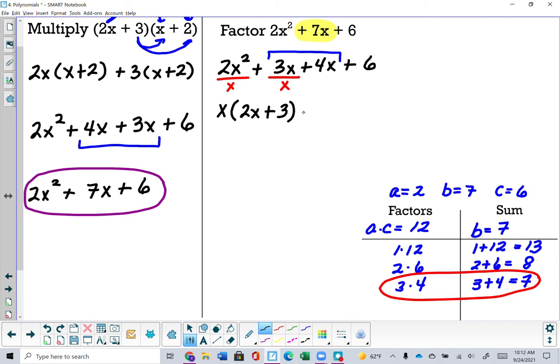Perfect. Now let's take a look at the second group, 4x plus 6. So our GCF is 2. So we want to divide the 4x by 2 and the 6 by 2. So 4x divided by 2 is 2x, plus 6 divided by 2 is 3. All right, perfect. And that is what we wanted. We wanted to get another GCF. So now we're going to factor again. We're going to factor out the 2x plus 3.